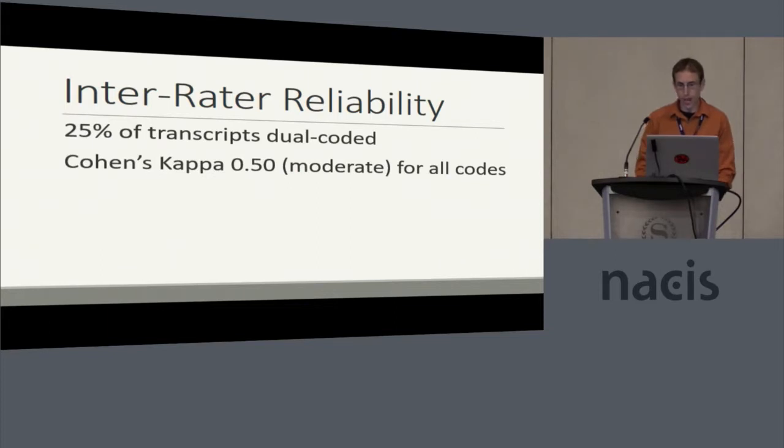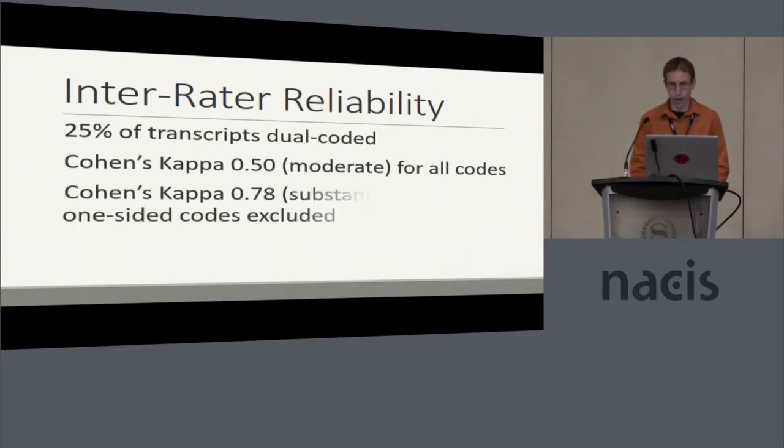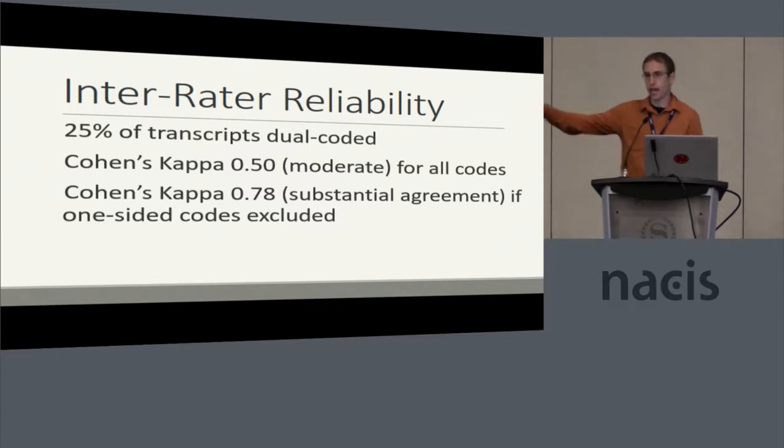And so it wasn't bad. I got a Cohen's Kappa score of moderate, 0.5, which is acceptable for this sort of application. It went up to substantial agreement if I excluded the one-sided code. That's where, say, I gave a statement a code of development or some code, and the other coder didn't give it any code. So take those out, and it's different. Anyway, I judged these scores to be an adequate level of reliability of my results.